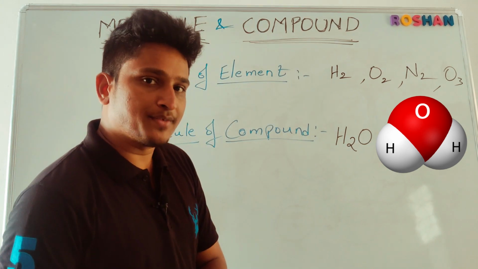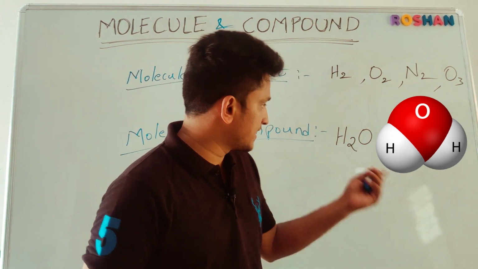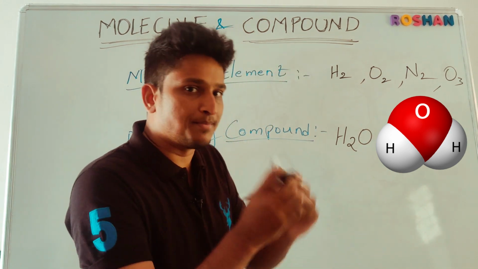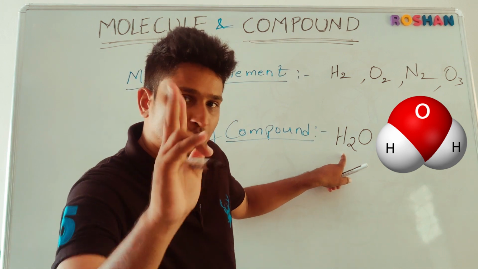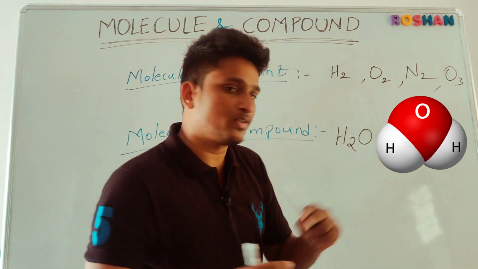So why is it a molecule of compound? First of all, it's a molecule. Is it a single element? No. Is it a single atom? No. Why? Because here some hydrogen atoms and oxygen are combined. How many hydrogen atoms are there? 2. How many oxygens are there? 1. These 3 atoms are combined or not? That's why we are writing it together.